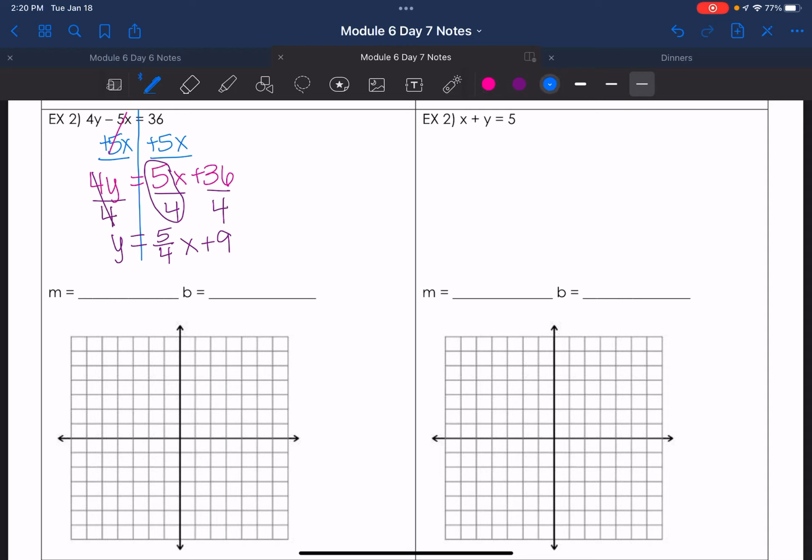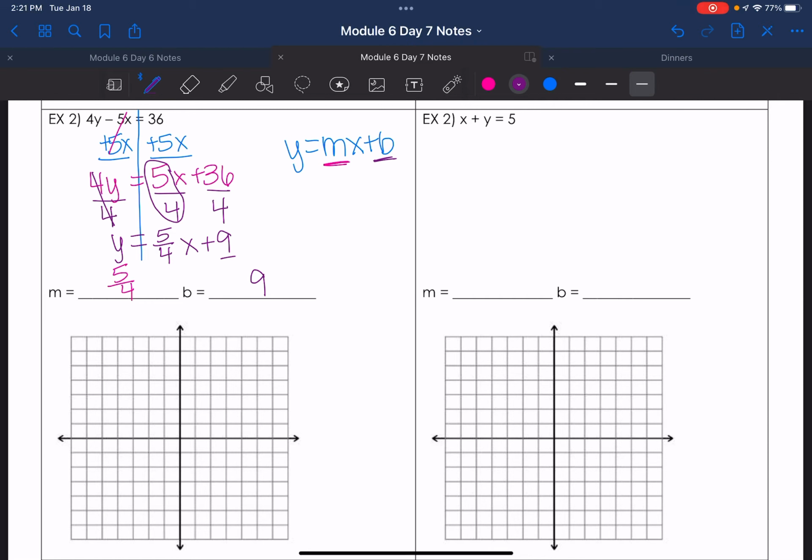So again, we're going to use that y equals mx plus b to identify what my slope and y-intercept are. So my slope is that 5 over 4, and then my y-intercept is going to be that positive 9.